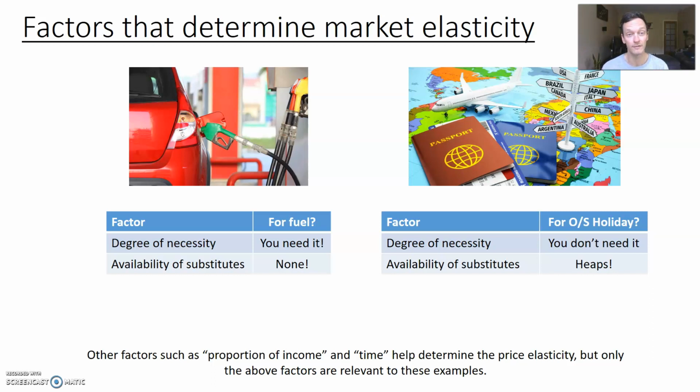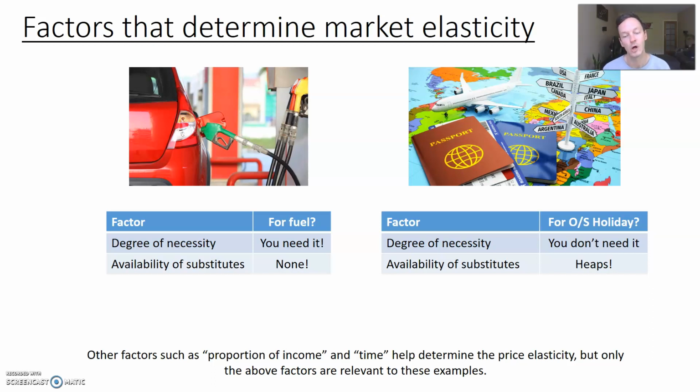A reason why fuel is an inelastic market, meaning changes to price don't have a big change to quantity demanded, is the degree of necessity. You need fuel, and so as a result, you're willing to pay whatever the price is because you have to have it to drive your car. Another factor that could help justify fuel being an inelastic market would be availability of substitutes. For the most part, most cars are petrol cars, and when your tank is on empty, you don't have any other substitutes that you can put in that tank. You have to put the petrol in.